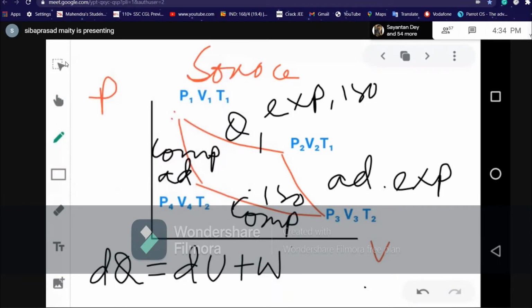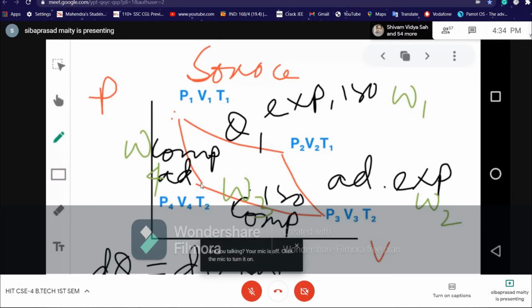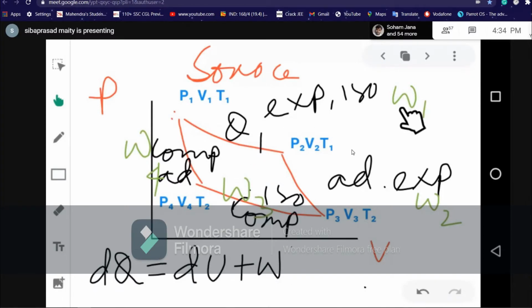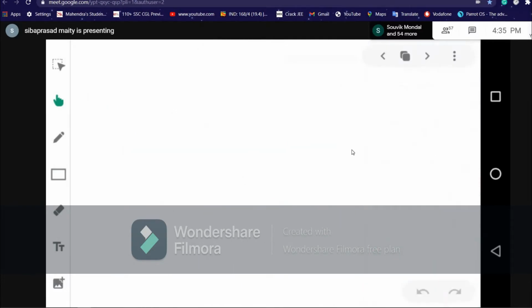Say for step 1, let us write the work equal to w1. For step 2, it is w2. For step 3, it is w3, and for step 4, it is w4. Is it clear to all? Yes, sir. We are interested to calculate the total work. How can it be possible? We will calculate w1, we will calculate w2, we will calculate w3, we will calculate w4, then we will add it, then we will get the total work, right? Yes, sir. Step 1.